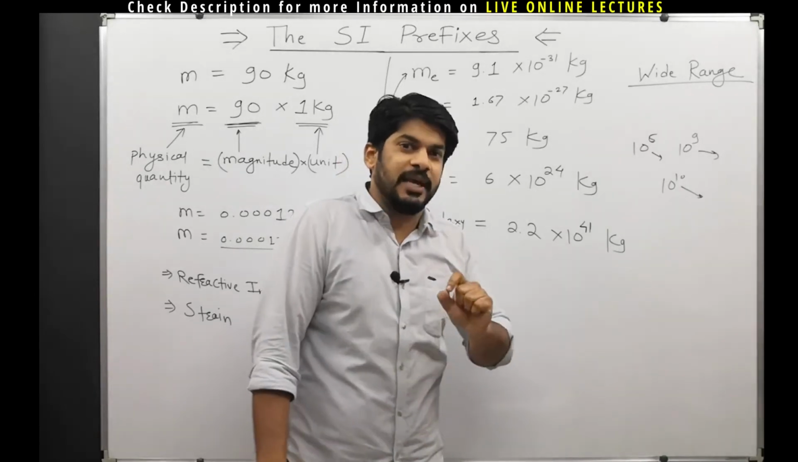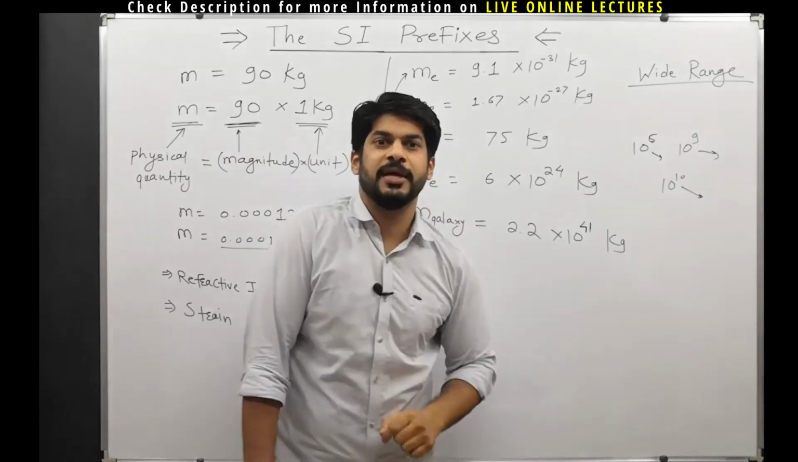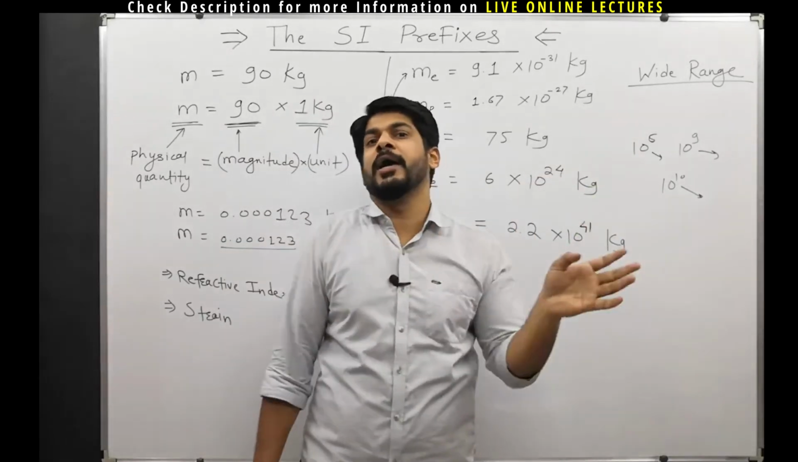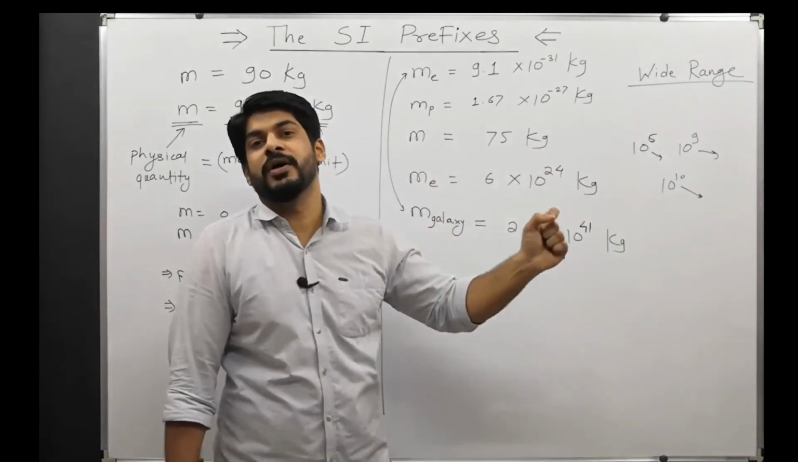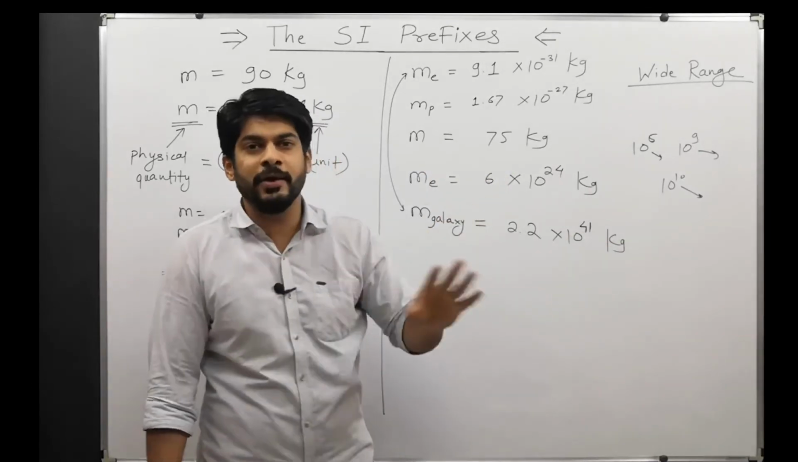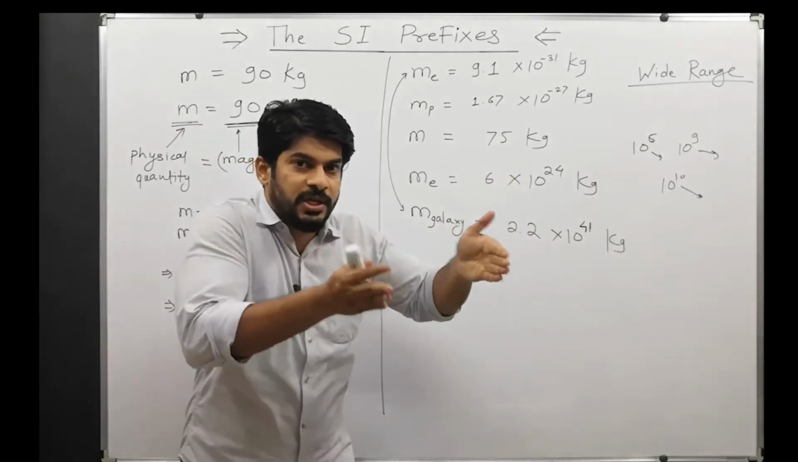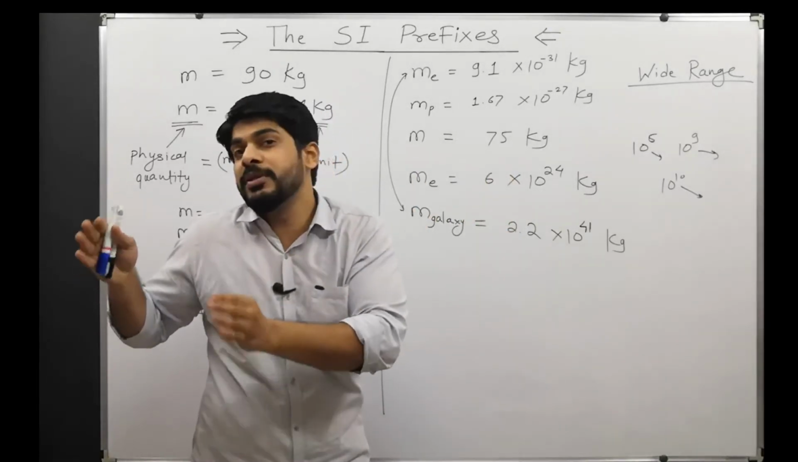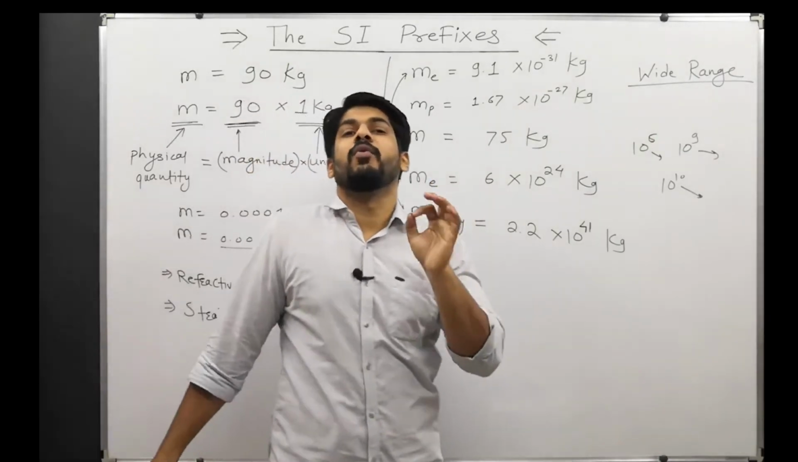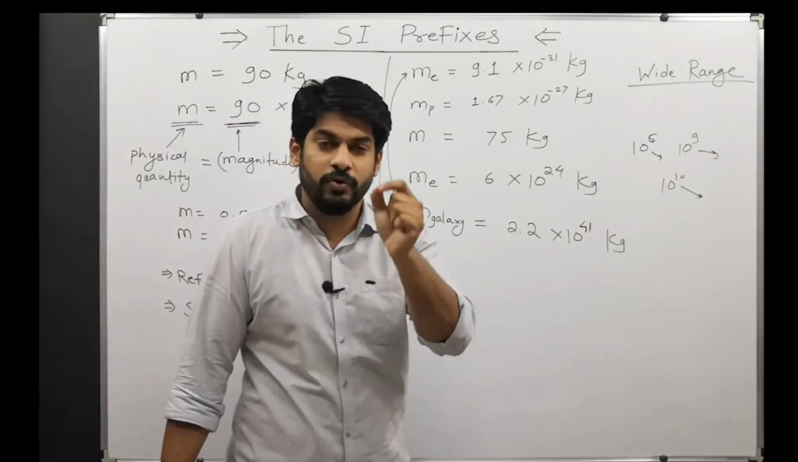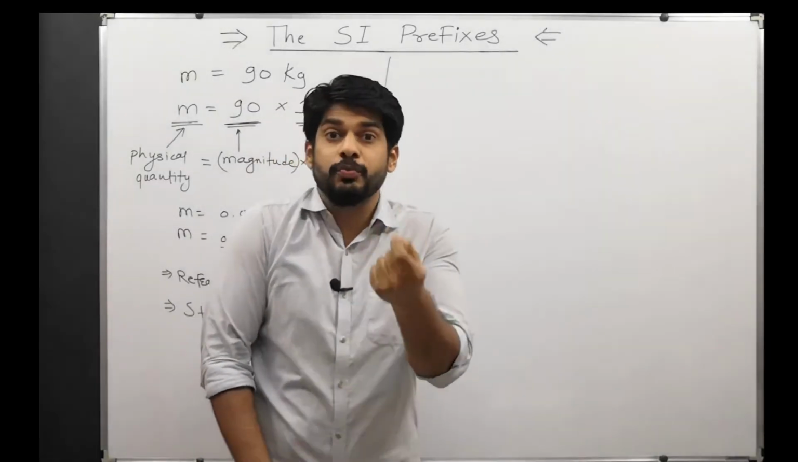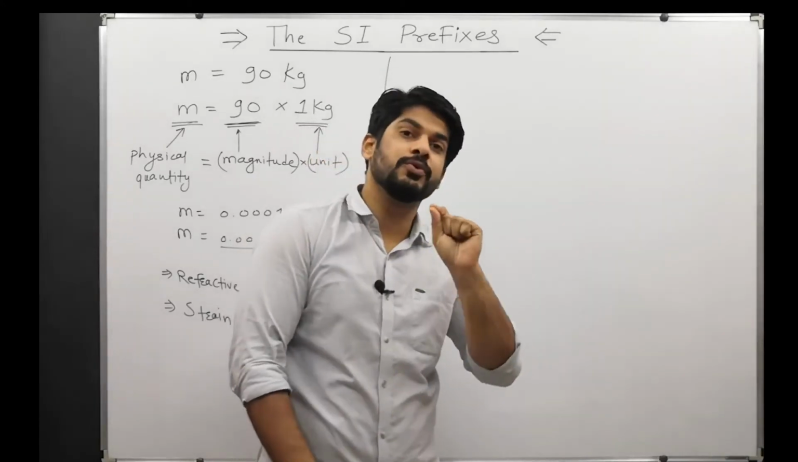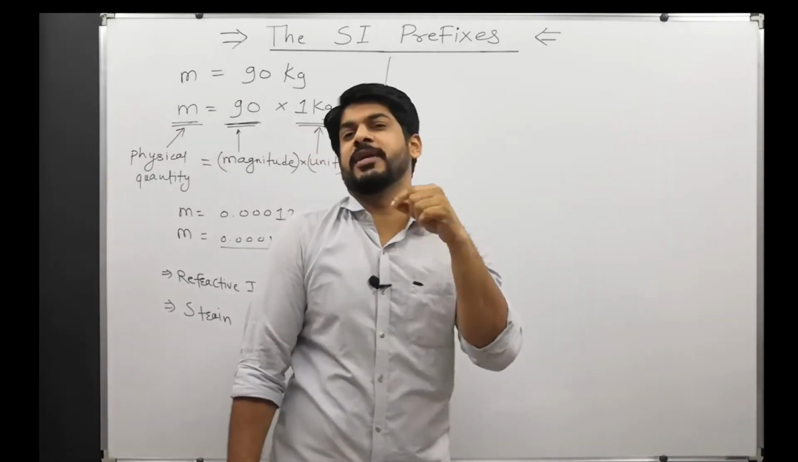So now let's actually see which are those prefixes. Remember that not all powers of tens have prefixed symbols, like 10 raised to 1, 10 raised to 2, 10 raised to 3, 10 raised to 4, 10 raised to 5, and so on. They all don't have a symbol. Only certain powers of tens have been given symbols. We will start with the positive powers of 10 first, then go with the negative powers of 10.